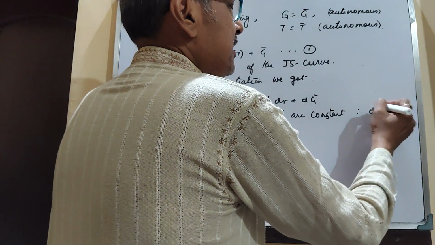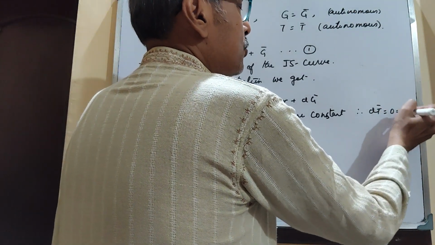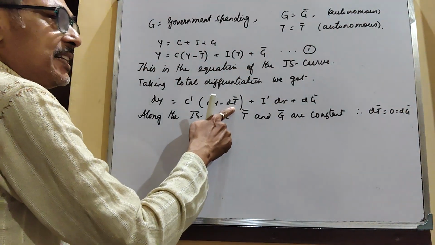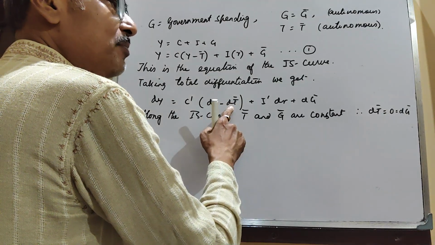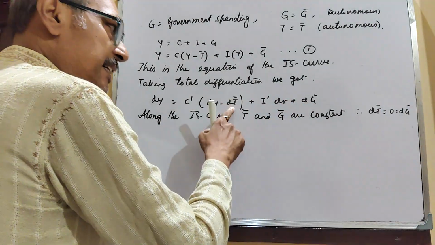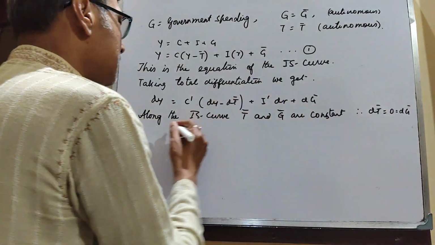Therefore, dT bar equals 0, equals dG bar. Constant, differentiation of the constant term is always 0. Therefore, dT bar and dG bar become 0.